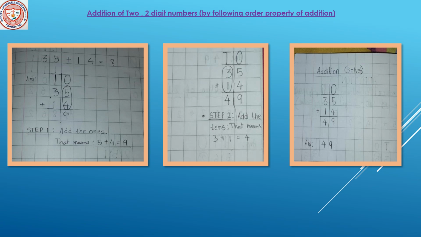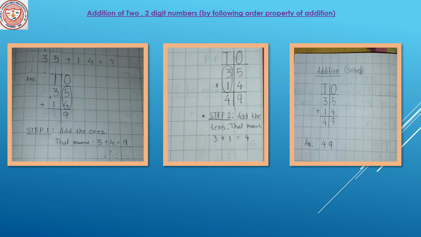And they are: in addition of two two-digit numbers, first we have to add the numbers given in the ones place. Then add the tens. You have done it before, isn't it? Okay. And never forget to write TO. And never forget to give the addition sign, that is plus sign.